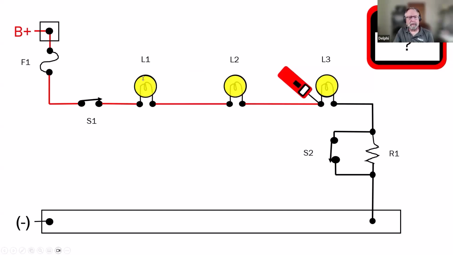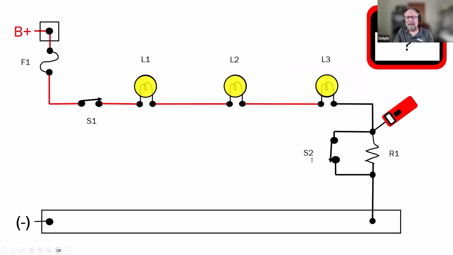Keep in mind, you've dropped 4 volts across L1. You dropped another 4 volts across L2. L3, you're going to see 4 volts. Is that a good ground there? No. Is that good battery positive voltage? No. Telling you there's something up here. What is going on?